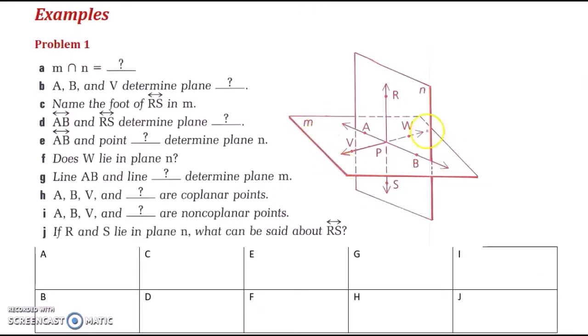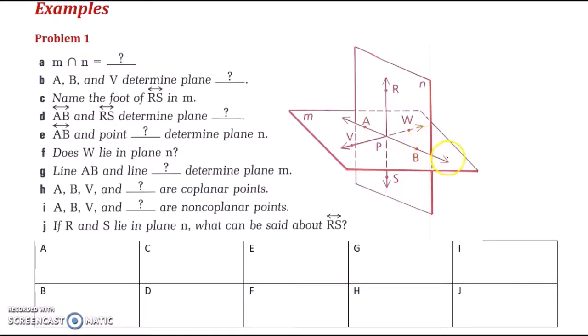If plane M and plane N intersect, where do they intersect? Well, if two planes intersect, they intersect in a line, correct? So we're going to call that line AB. A, B, and V determine a plane. Any 3 points determine a plane. So A, V, and B determine plane M. Name the foot of line RS in M. That would be point P.